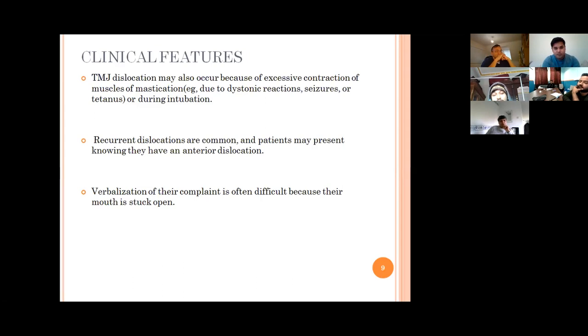That may be due to dystonic reactions, seizures, or tetanus. And TMJ dislocation may also occur during general anesthesia and intubation. Recurrent dislocations are common, and the patient may present knowing they have an anterior dislocation. Verbalization of their complaint is often difficult because their mouth is stuck open and they cannot gesticulate properly.